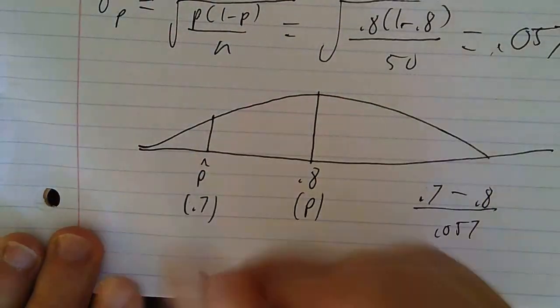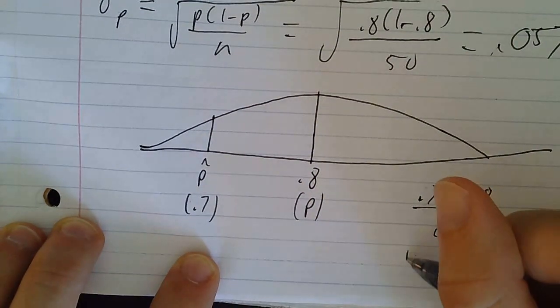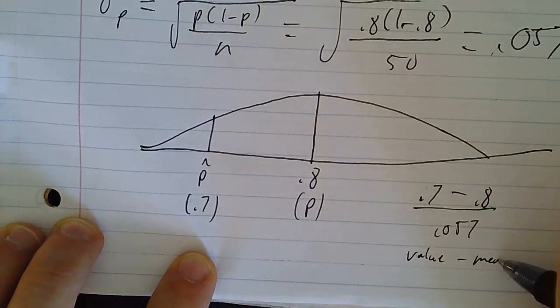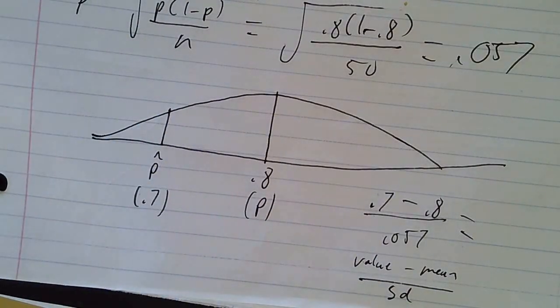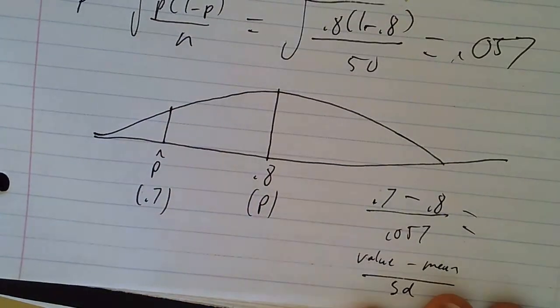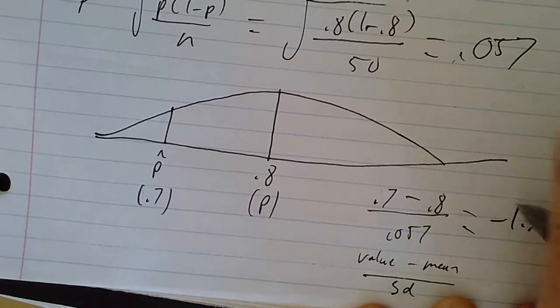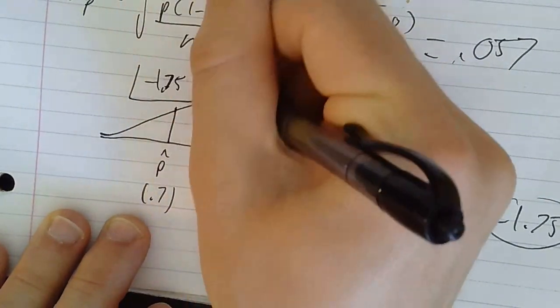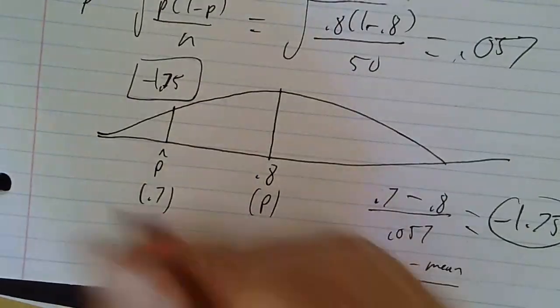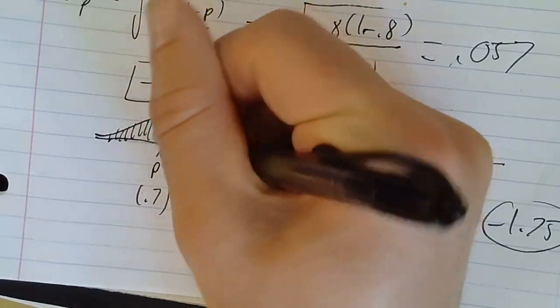It's always that same formula: value minus mean over standard deviation. So here we have 0.7 minus 0.8 divided by 0.057, which is negative 1.75. So this over here is negative 1.75 standard deviations, as a z-score. Now we need to find the p-value here. This is the p-value.